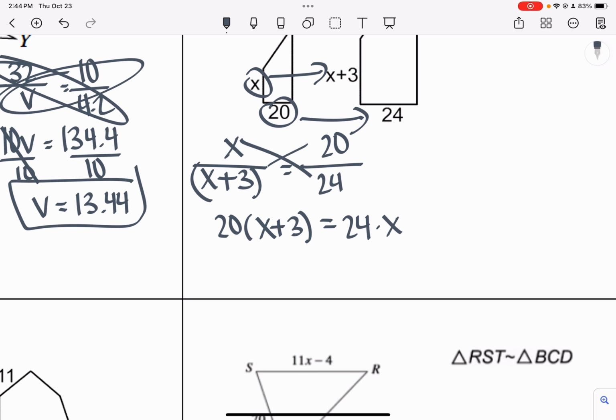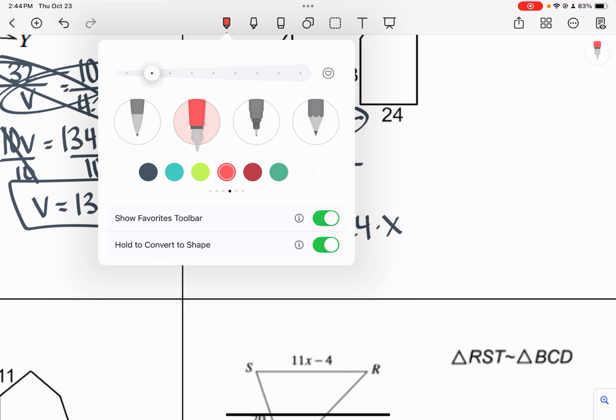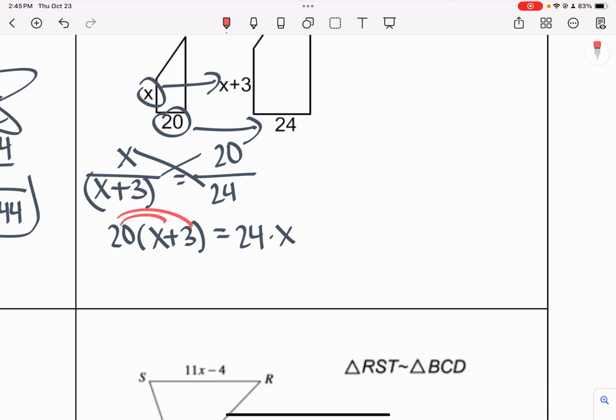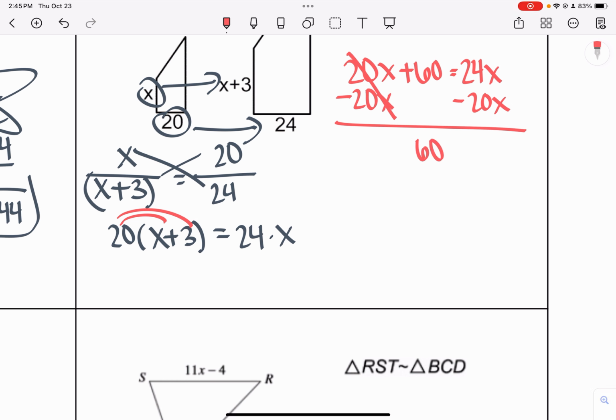So now I'm going to distribute that 20 through. So 20 times x is 20x, and then 20 times 3 is 60, equals 24x. So now it's just like an algebra problem. We're going to move the 20x to the other side. So now I have 60 equals 4x. And then we're going to divide both sides by 4, and then we're done with x. So it's 15.